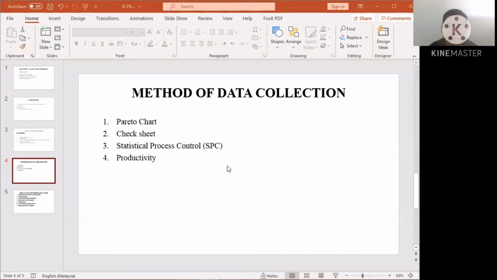So the last method of data collection is productivity. Productivity is a term that refers to several measures of production efficiency. A ratio of a single input to an aggregate output, or an aggregate input utilized in a manufacturing process, is frequently used to describe productivity.